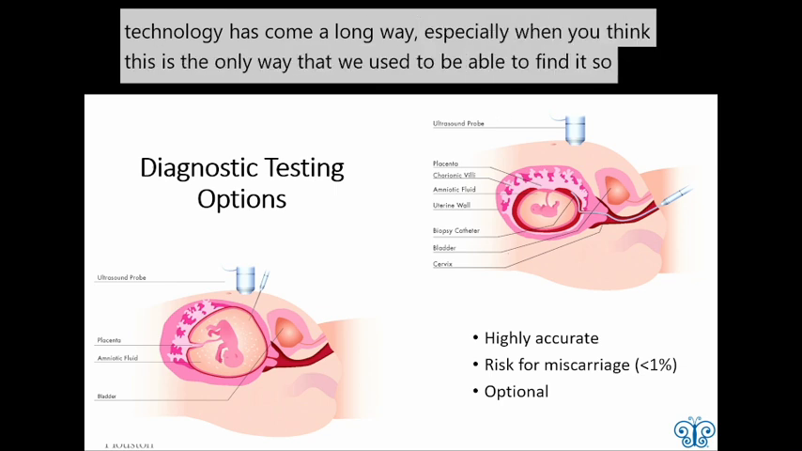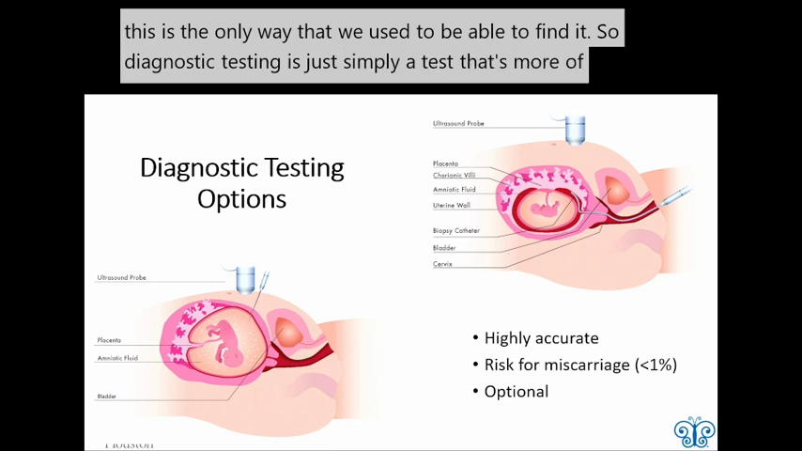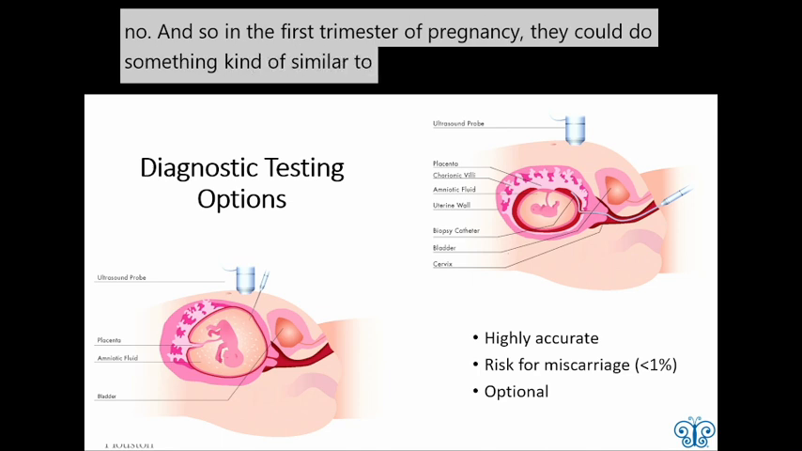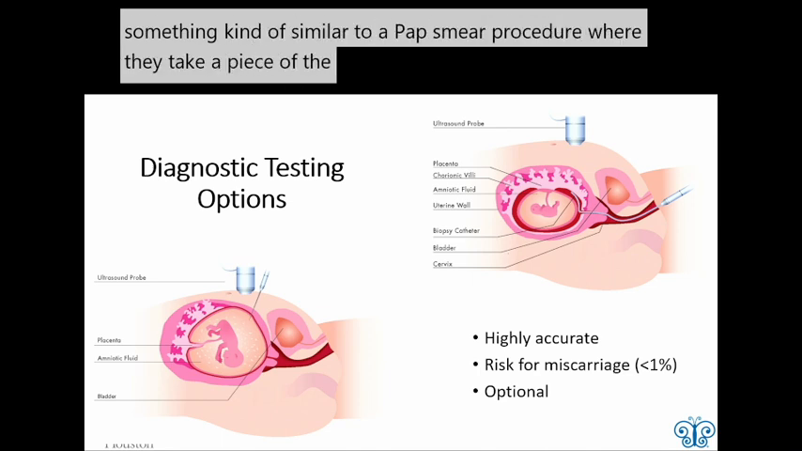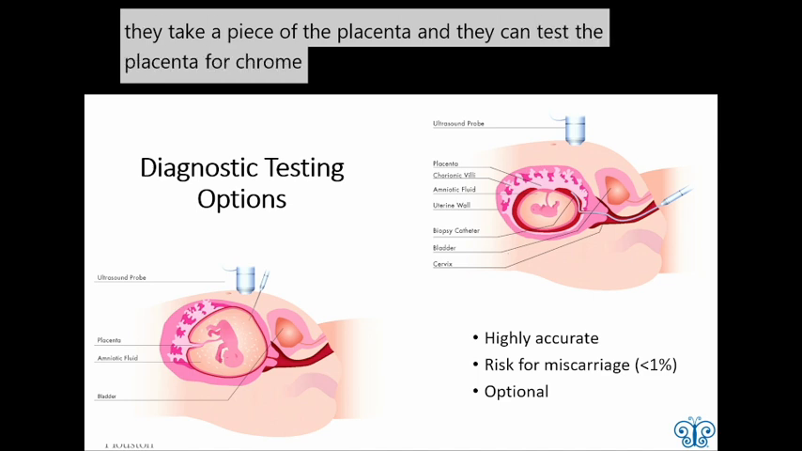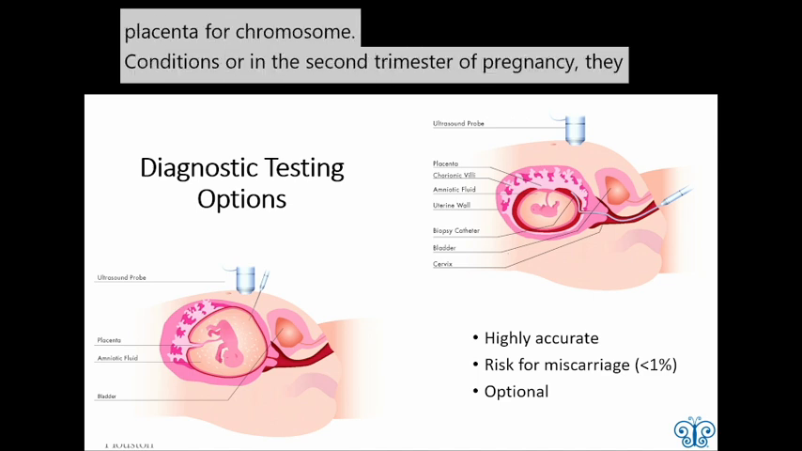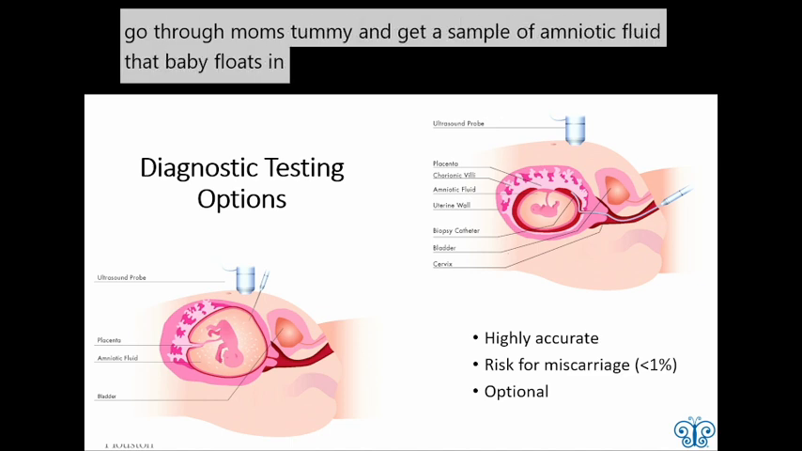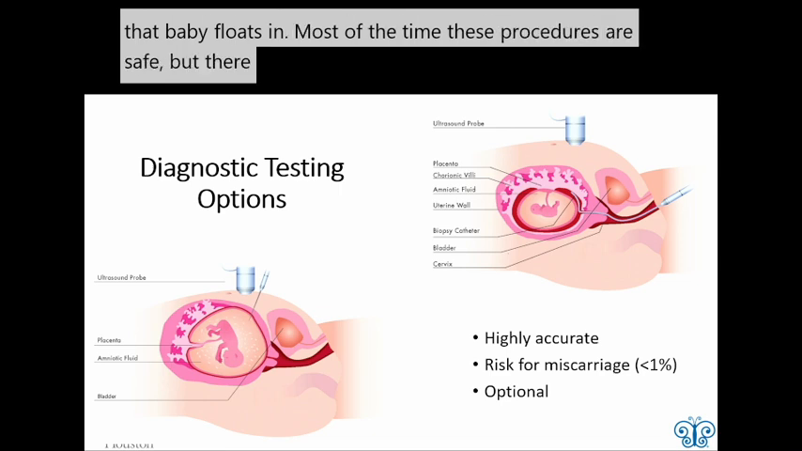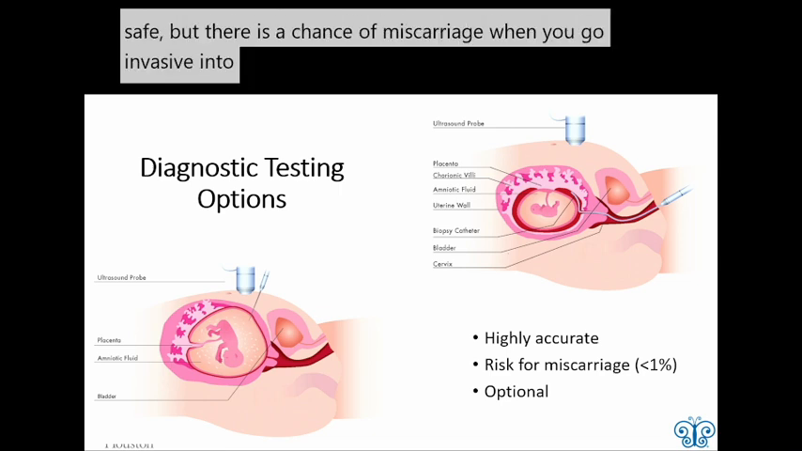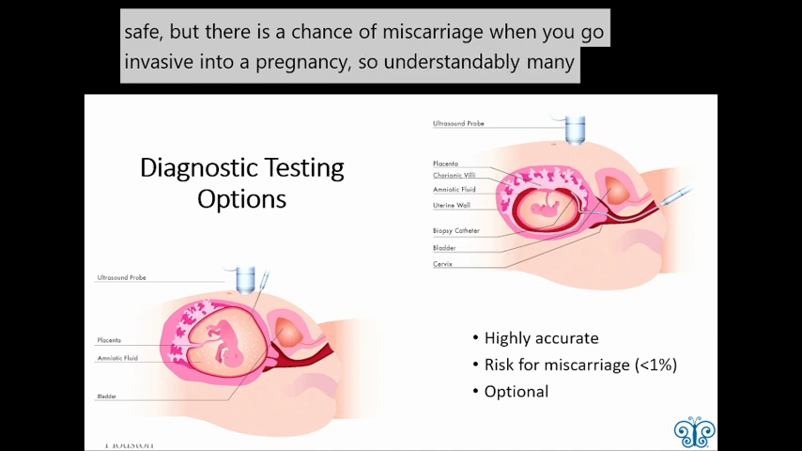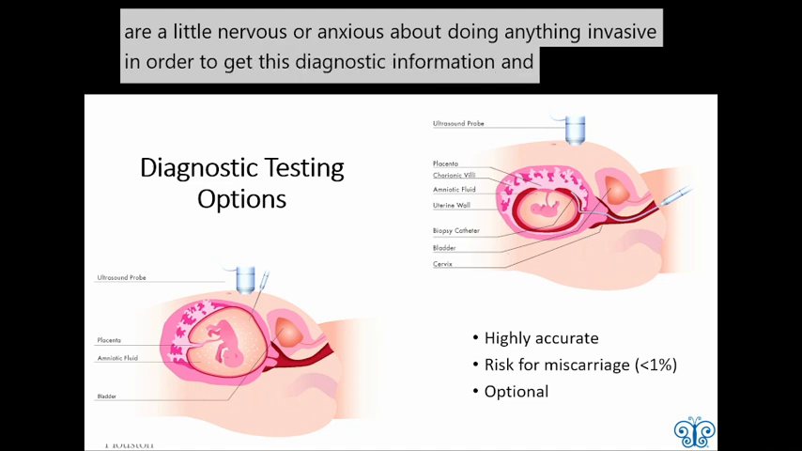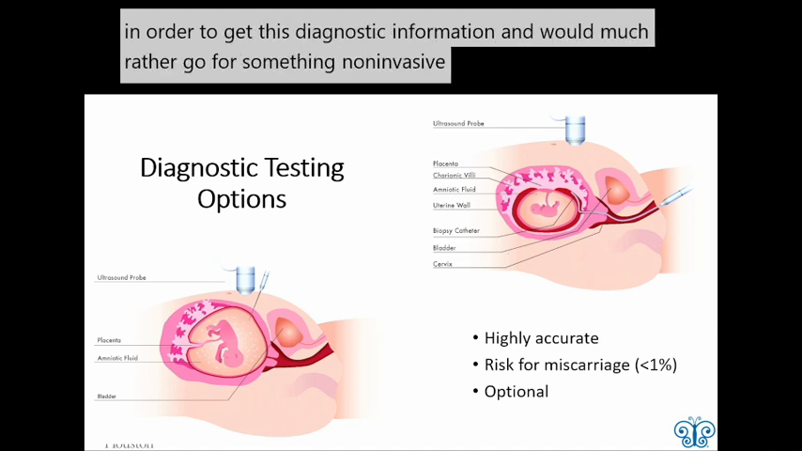So diagnostic testing is simply a test that's more of a yes or no. In the first trimester of pregnancy, they can do something kind of similar to a pap smear procedure where they take a piece of the placenta and test the placenta for chromosome conditions. Or in the second trimester, they can go through mom's tummy and get a sample of the amniotic fluid that baby floats in. Most of the time, these procedures are safe, but there is a chance of miscarriage when you go invasive into a pregnancy. So understandably, many parents are a little nervous or anxious about doing anything invasive to get this diagnostic information and would much rather go for something non-invasive, such as blood work or ultrasound.